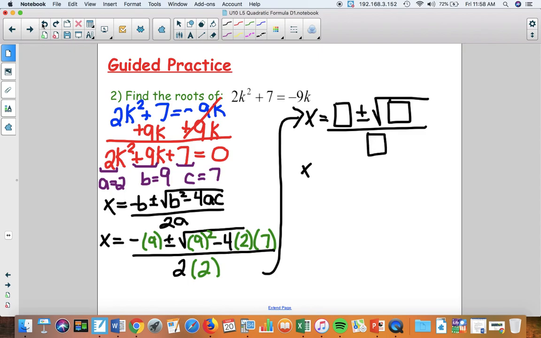So here we have x equals, in that first box, I'll just use the box, I won't write it again. In that first box, we look at what's right over here. We have -9. So in that first box goes a -9. Then we have plus or minus.